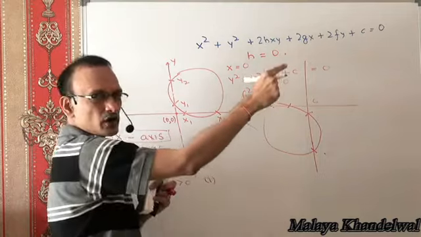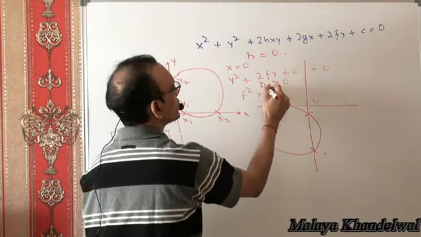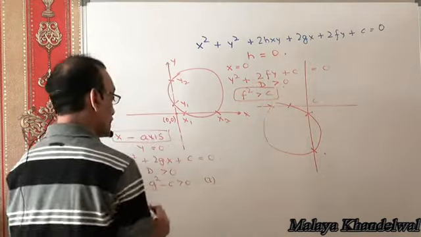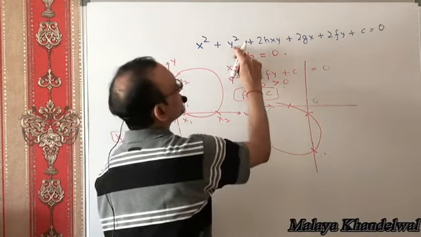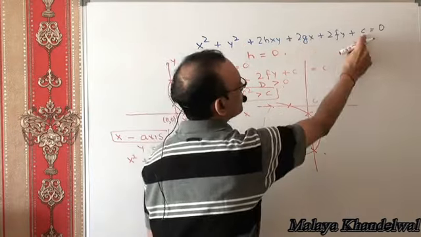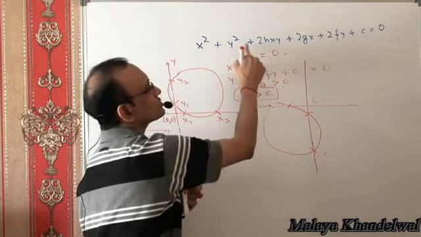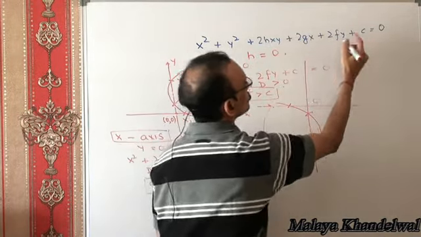4f squared minus 4c greater than 0, so f squared greater than c. And now the origin must lie outside the curve. That means if you plug in x equal to 0, y equal to 0, I must get a positive number. So put x equal to 0, y equal to 0, and I get c.